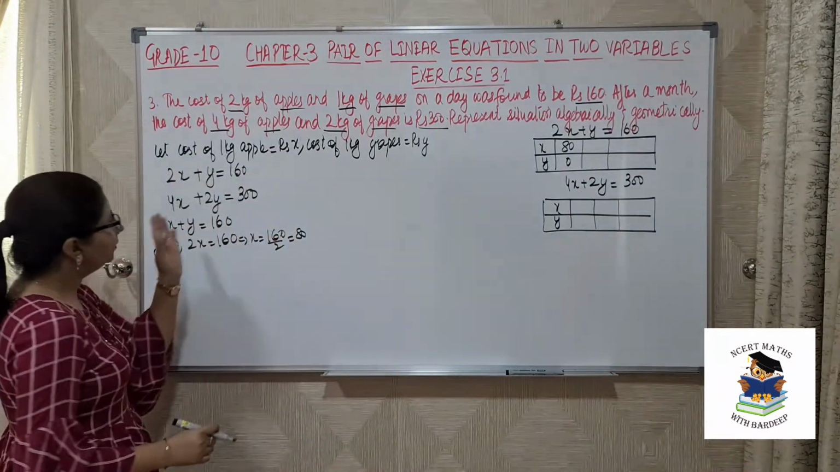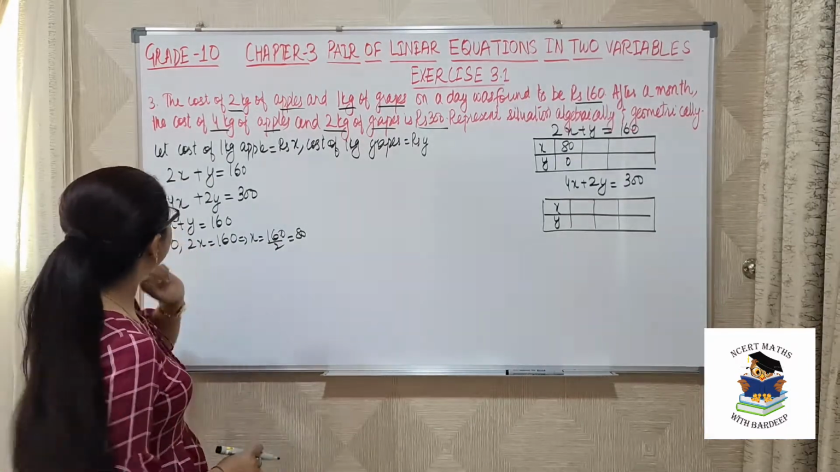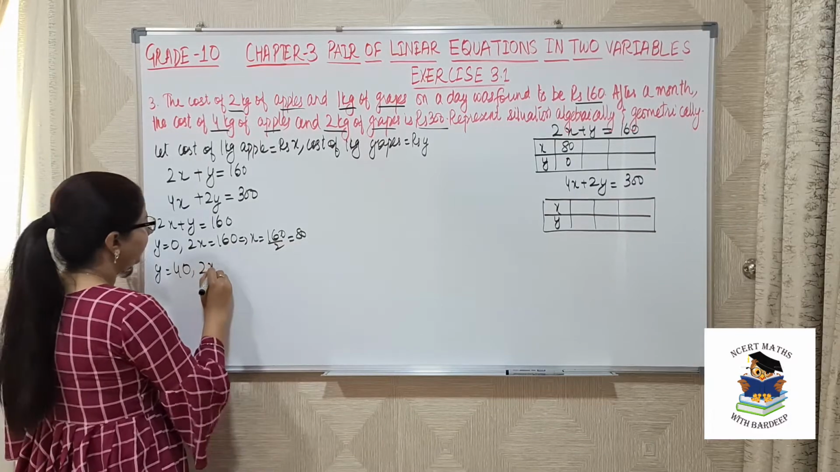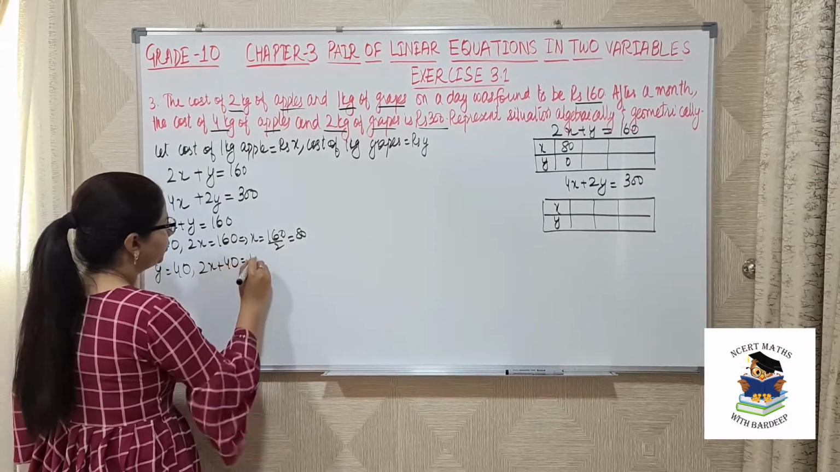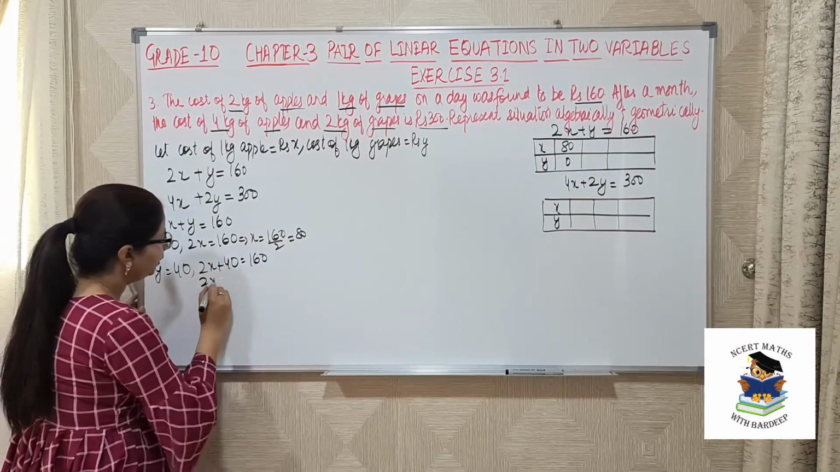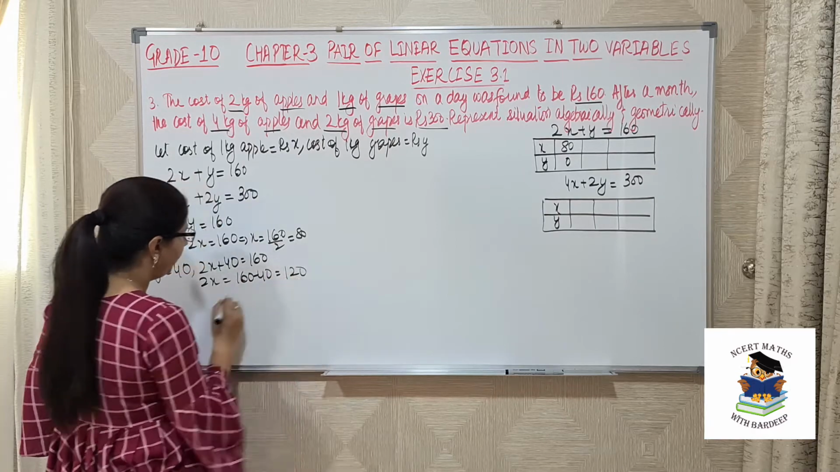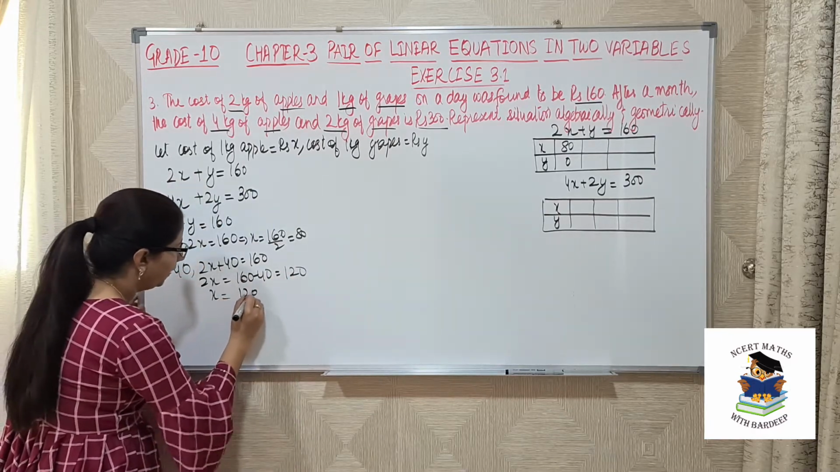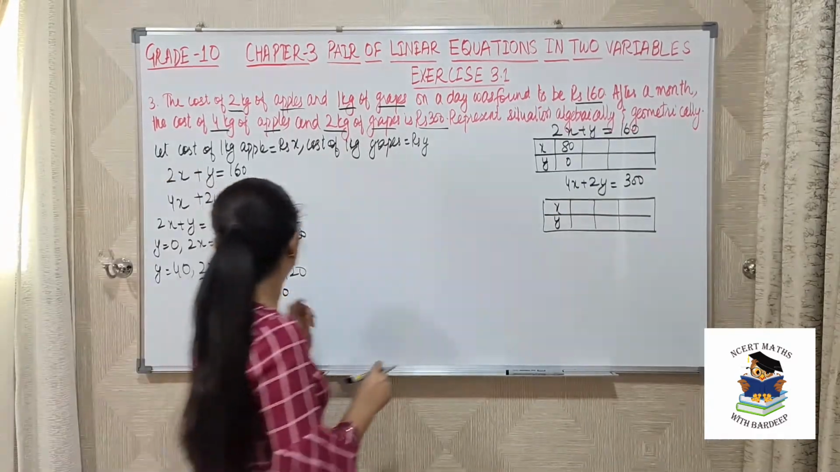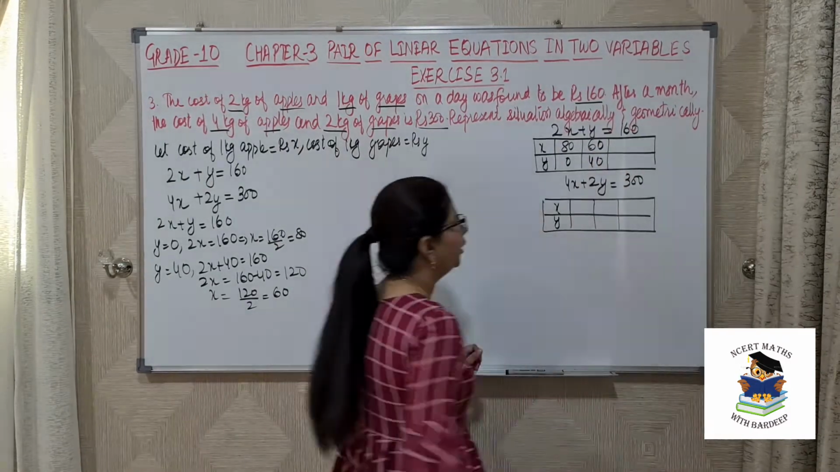Now I need another multiple of 2. Suppose I am putting y as 40. Then it is 2x plus 40 equals to 160. Here you are free to use any values. So 2x is equal to 160 minus 40. This is 120. Right? And then what is x? 120 by 2, that is 60. So x is 60 and y is 40.